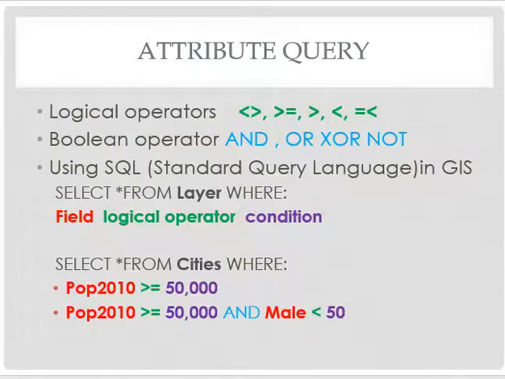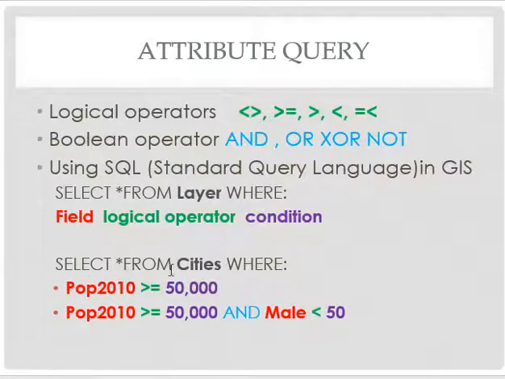So for example, I can select from cities. So cities is my feature class, where pop 210 is my field. And remember, I couldn't write this as 210 pop because ArcMap won't let you start a field name with a number. Pop 210 is greater than or equal to 50,000.